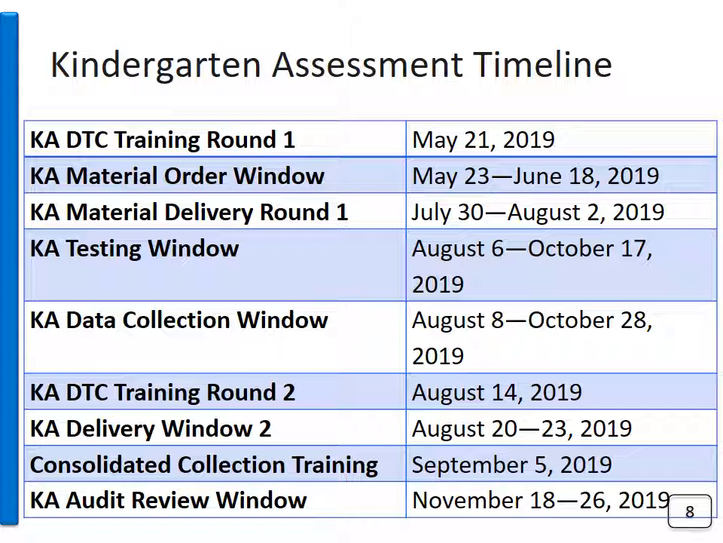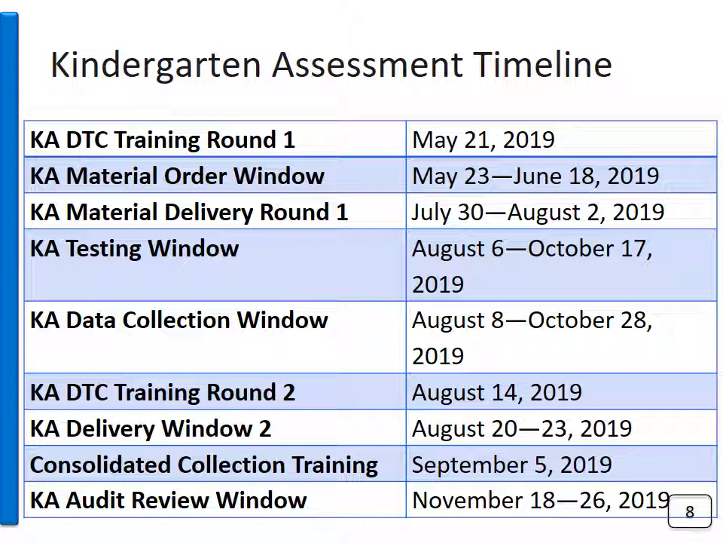The kindergarten assessment timeline. The first training for the 2019-20 school year took place in May, and this order window was from May 23rd to June 18th, 2019. The first shipment of materials will be delivered between July 30th and August 2nd. The testing window opens August 6th and closes on October 17th. The data collection window opens on August 8th and closes on October 28th.